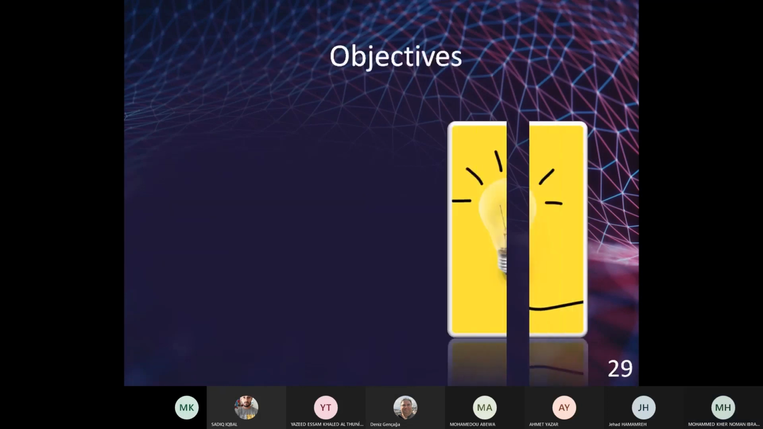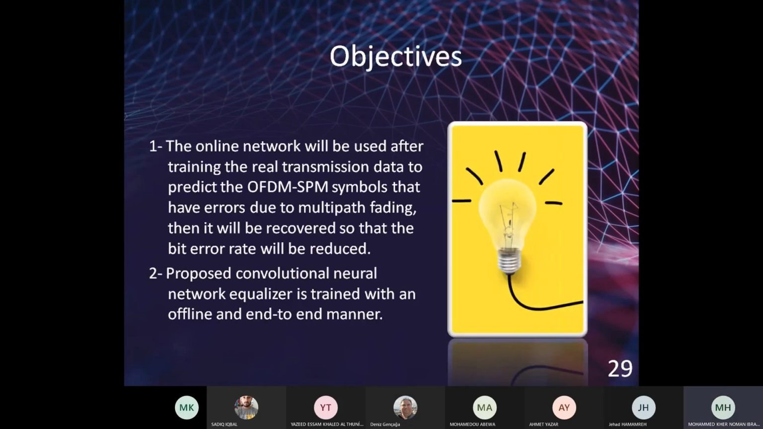First of all, I wanted to speak about the objective of my idea. The neural network will be used after training on real transmission data to predict the OFDM-SPM symbols that have errors due to multipath fading. Then they will be recovered so that the bit error rate will be reduced. The proposed convolutional neural network equalizer is trained in an offline and end-to-end manner.